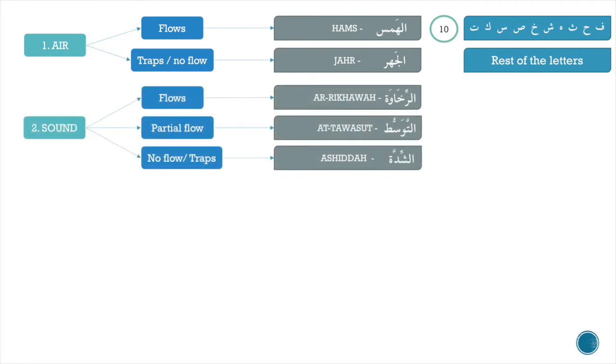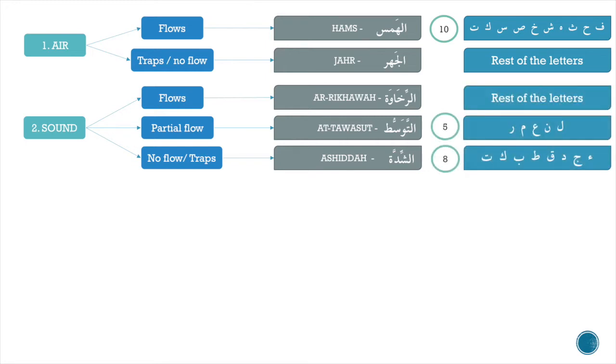We have just looked at sound that flows, which is known as al-rikhawa, sound partially flows, which is known as al-tawassut, and sound which does not flow, which is known as shiddah. Sound which does not flow has 8 letters, ajid, qitta, bakat. Sound that partially flows is known as al-tawassut, 5 letters, LEEN, Umar, and the rest of the letters are known as al-rikhawa.